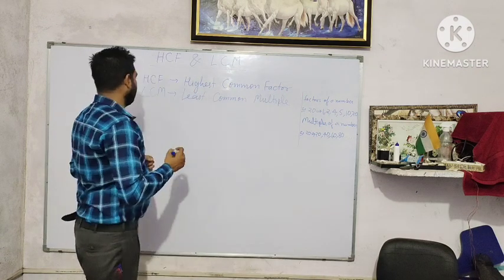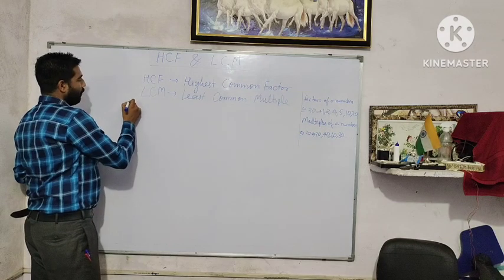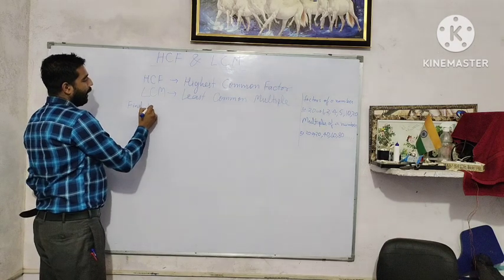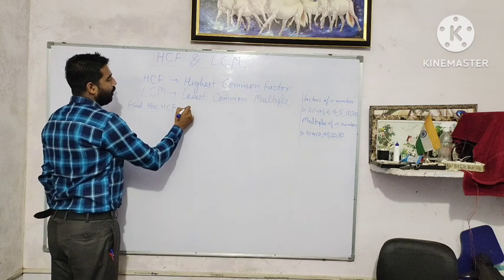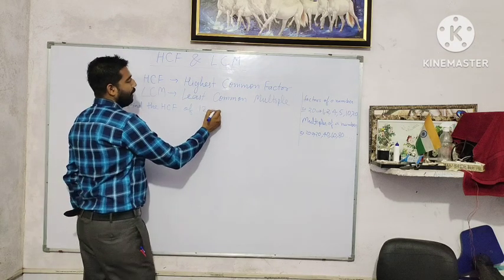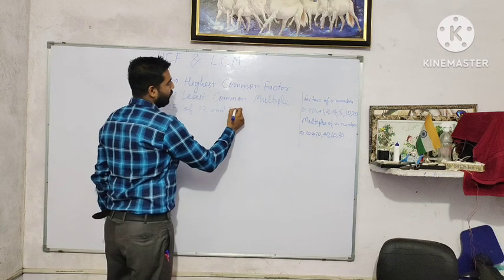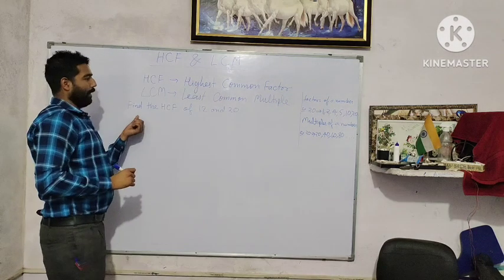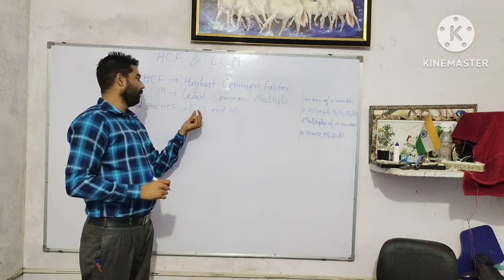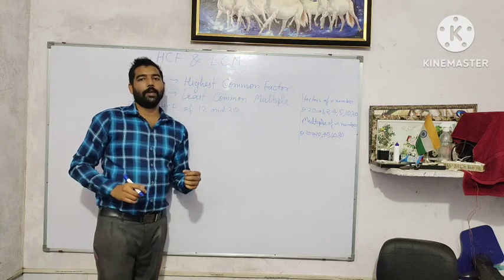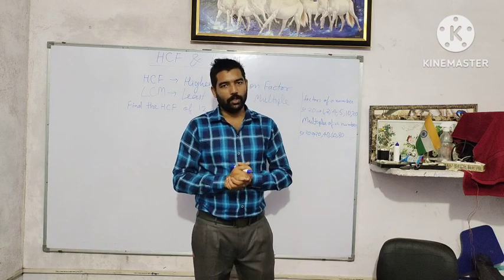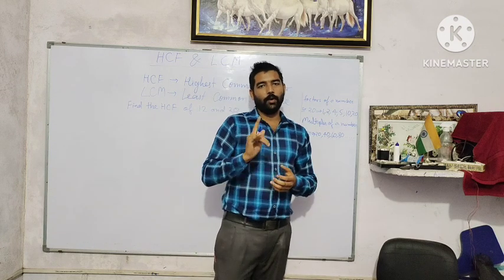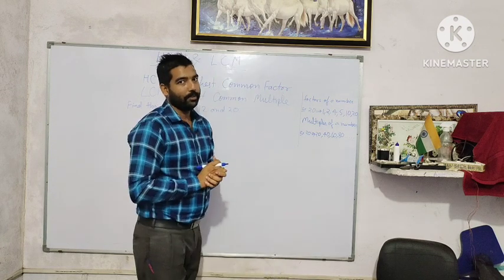Let's take an example. Find the HCF of 12 and 20. So we are to find the highest common factor of 12 and 20. We have many methods here. The three most commonly known ones are listed. One of them is the prime factorization method.